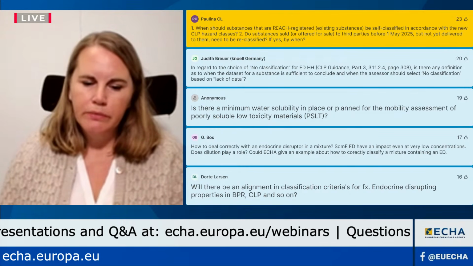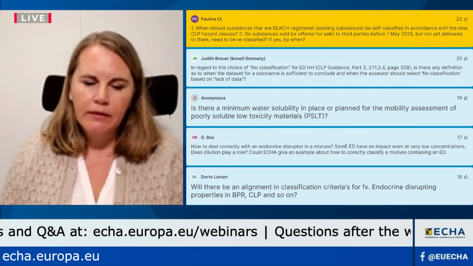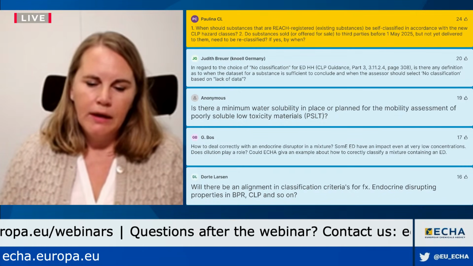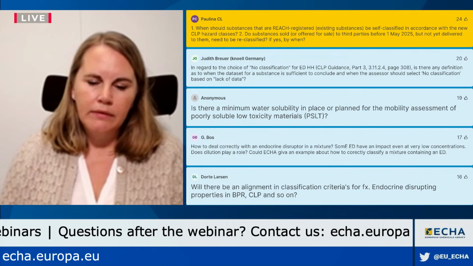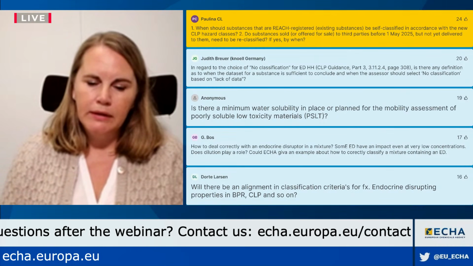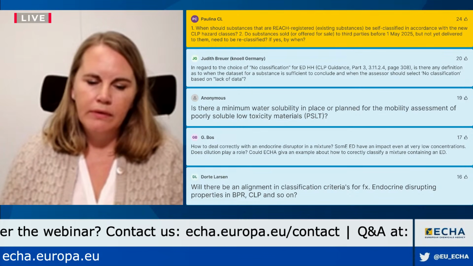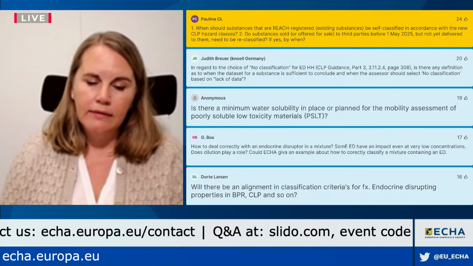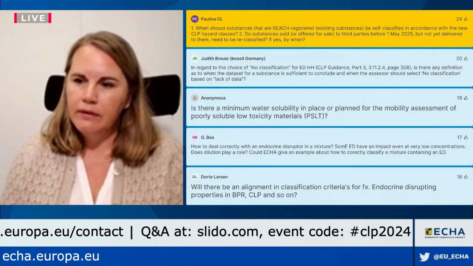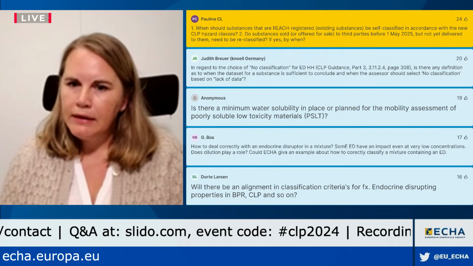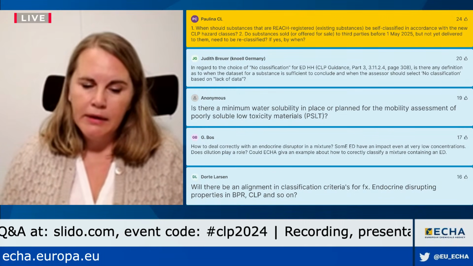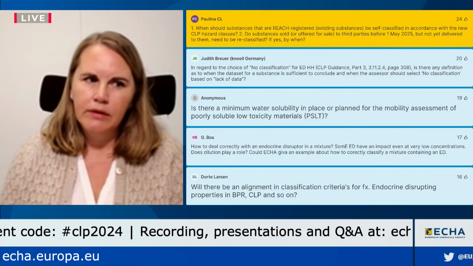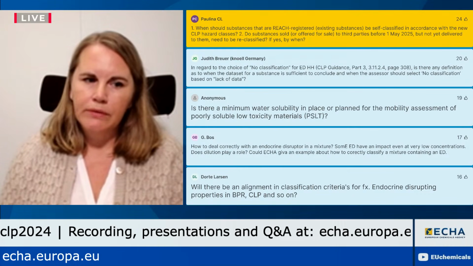For substances which are placed on the market before 1st of May 2025, the deadline for applying the new classification and labeling is mandatory from 1st of November 2026. And similarly for substances placed on the market after 1st of May 2025, the deadline is 1st of May 2025. Similar timelines are also in place for mixtures, and I mentioned these also in my presentation earlier today. Thank you.